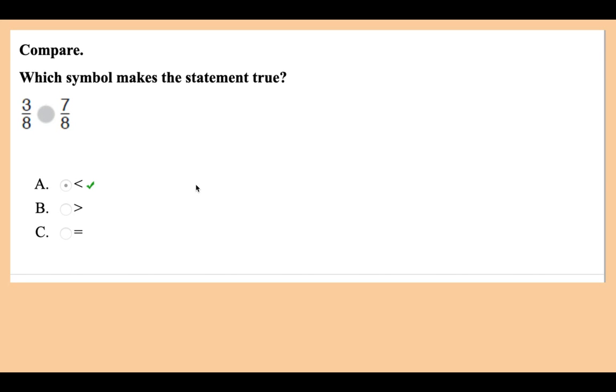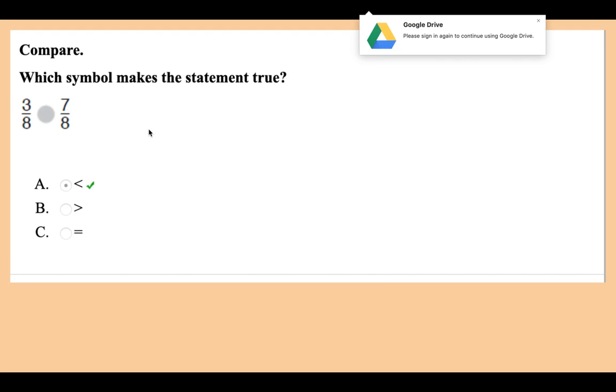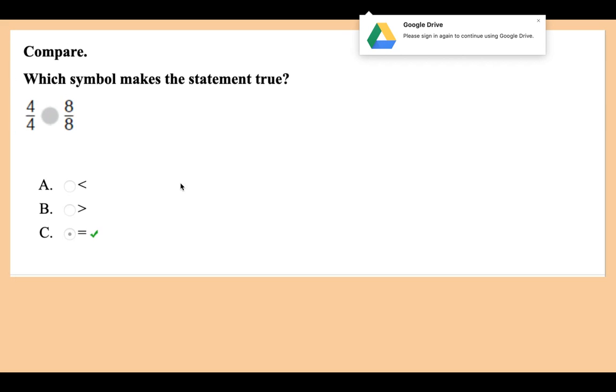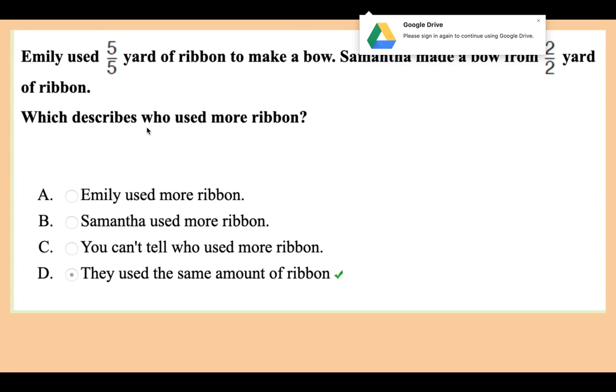The next one is which one makes the statement true? 3/8 is less than 7/8. When the denominator is the same, you compare the numerators like whole numbers. 5 pieces of things cut into 4 is more than 3 pieces of things cut into 4. The last one, they're both equal to 1, so that's equal.